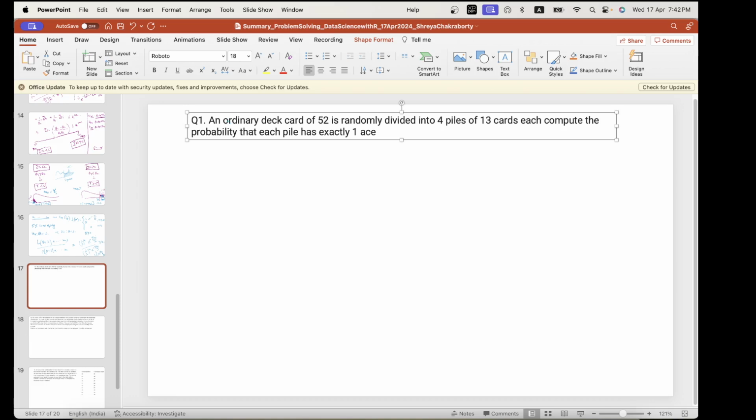So here what they are saying is, an ordinary deck of 52 cards is randomly divided into four piles of 13 cards each. Compute the probability that each pile has exactly one ace. Okay. So 52 divided into four piles.